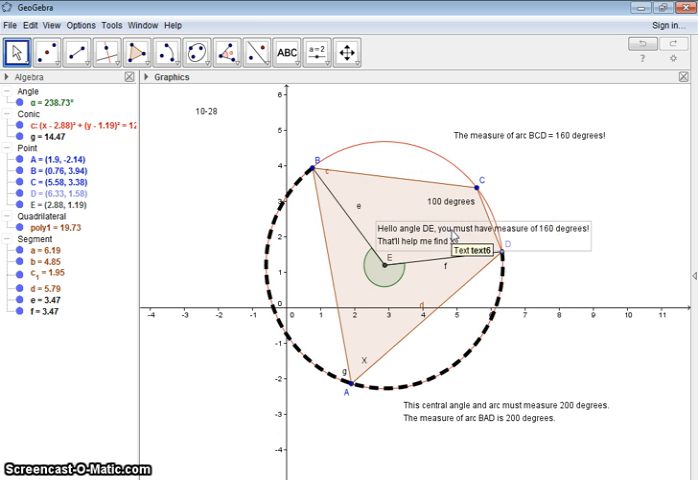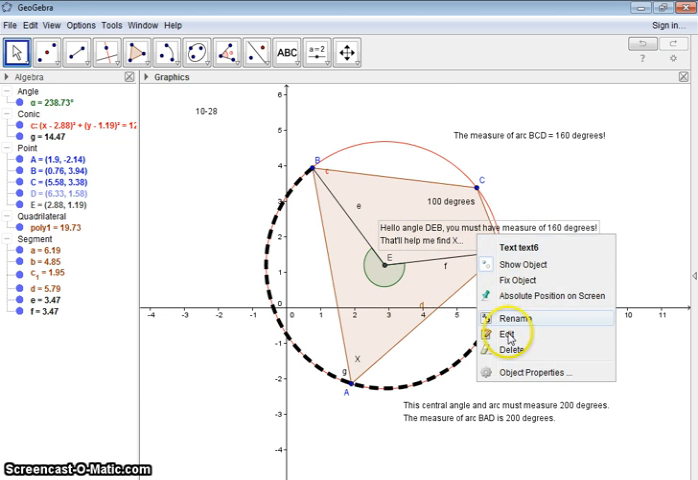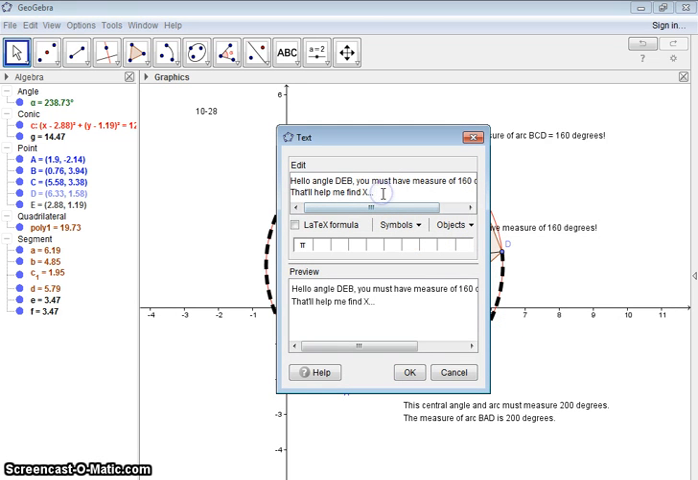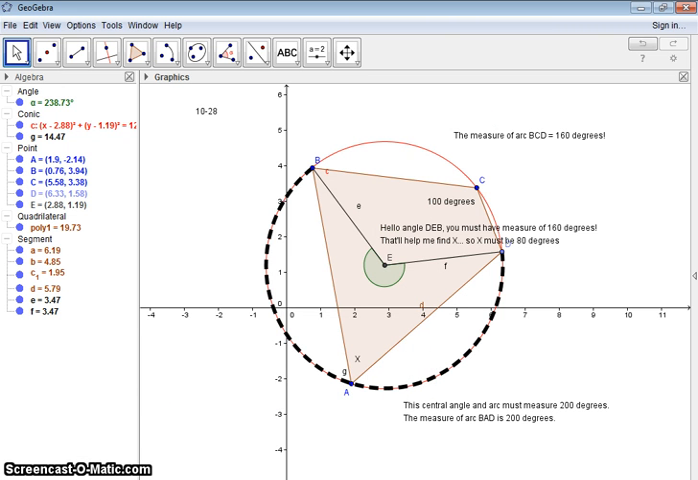Okay. Oh, I missed a letter in DEB. I'll fix that. If the measure of angle DEB, this one right here at E, is 160 degrees, then x has what relationship? The inscribed angle is exactly half of the central angle, so x must be 80 degrees. So that's great news. Let's see what Alejandra says in 10-28b.